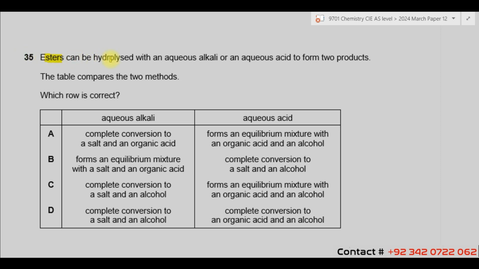Question 35. Esters can be hydrolyzed with an aqueous alkali or aqueous acid to form 2 products. The table compares the 2 methods. Which row is correct? Let's see what is ester. So let's suppose we have R, C double bond O, O and R. This is ester and we have ester functional group. Now it can be hydrolyzed by aqueous acid. C double bond O part becomes carboxylic acid. This part becomes alcohol.